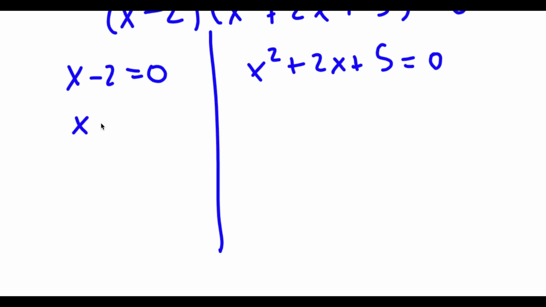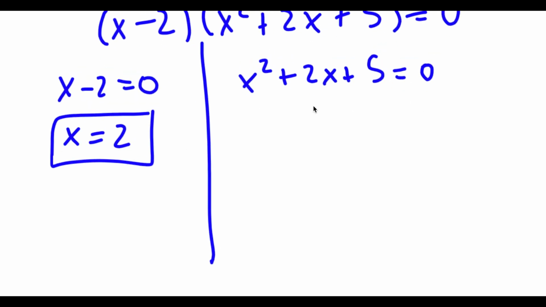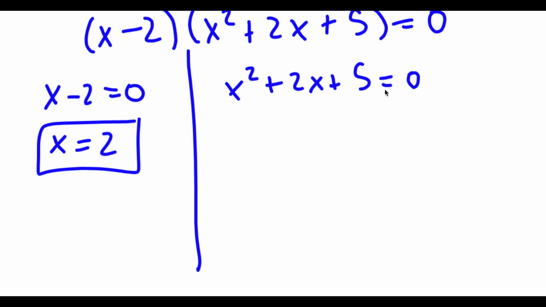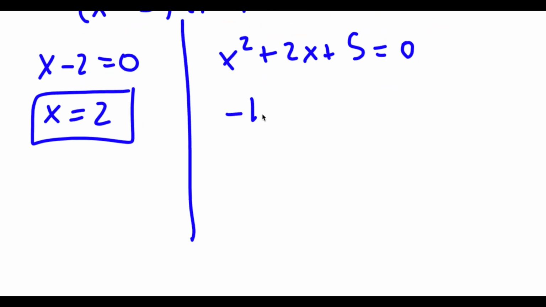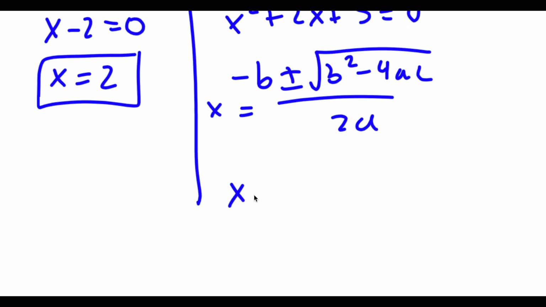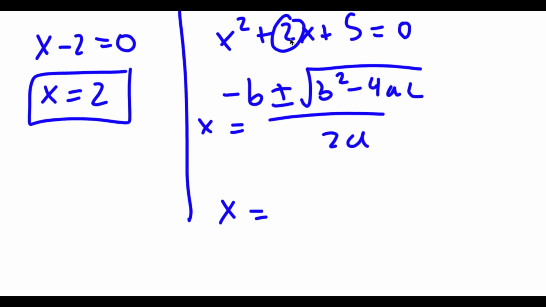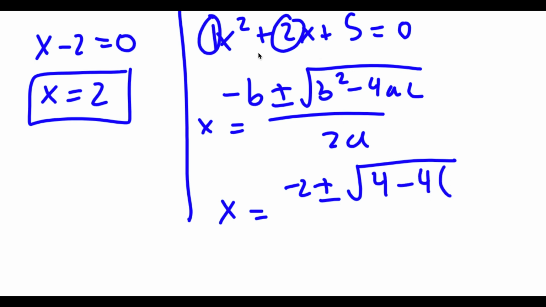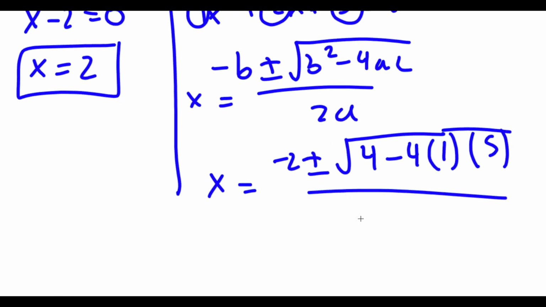So for x minus 2 equals 0, x is obviously equal to 2, so this is one solution. And for x squared plus 2x plus 5 equals 0, I can use the quadratic formula, which is negative b plus or minus the square root of b squared minus 4ac all over 2a. So in this case, b is equal to 2. So I have negative 2 plus or minus the square root of 2 squared, which is 4, minus 4 times a, which is 1, times c, which is 5, all over 2a, so 2.